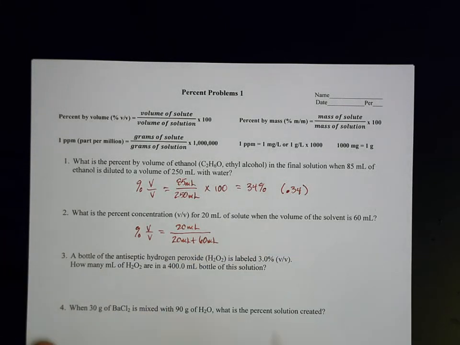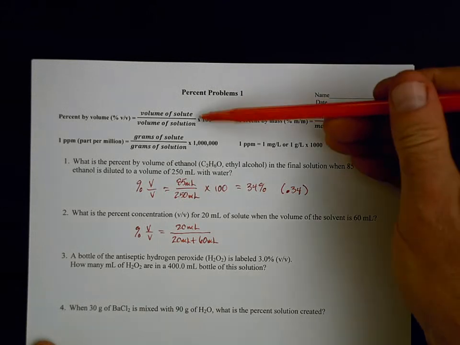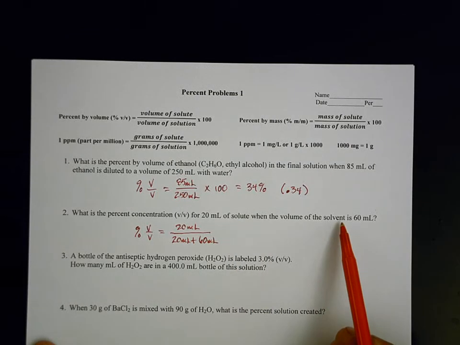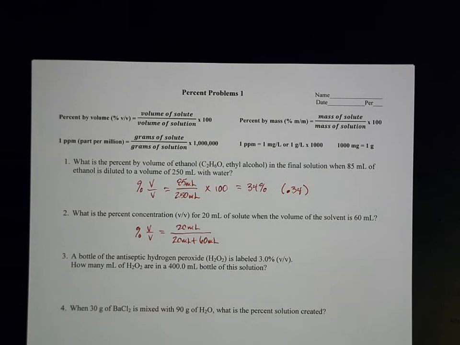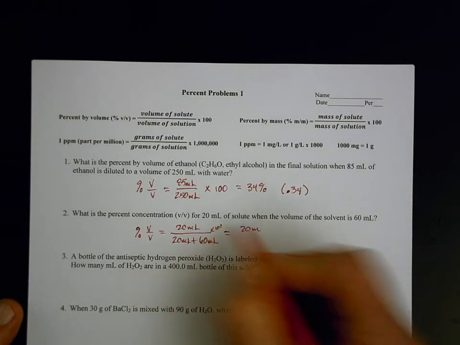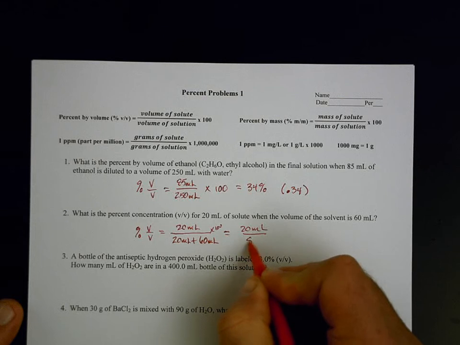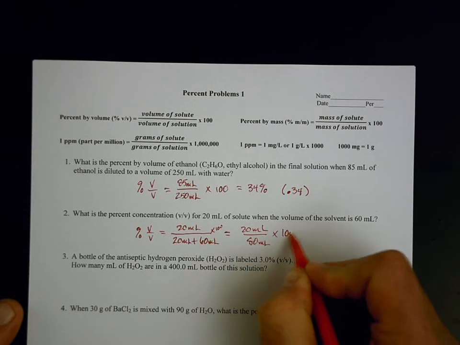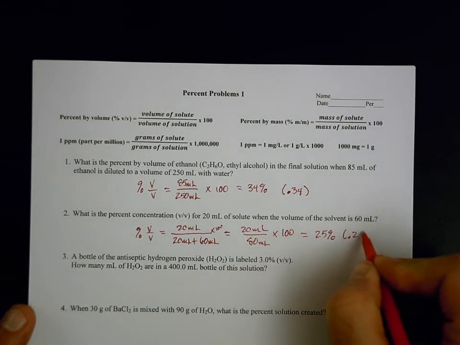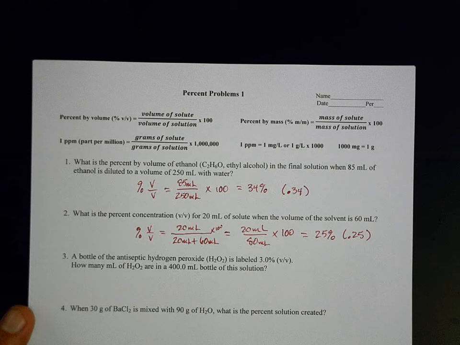Okay, because the entire solution, notice that the definition is based on solute over solution. But what we were told were solute and solvent. Well, the solution, as you noticed in the video, is both of them together. Okay, so we have to add them together. And so really, this is 20 milliliters over 80 milliliters, and then times our 100, which will come out to 25%. Our decimal was 0.25. That's what our calculator will say. The times 100 made it 25%.